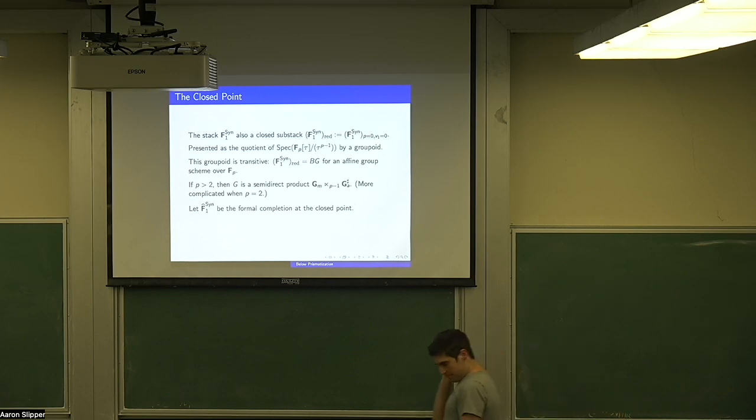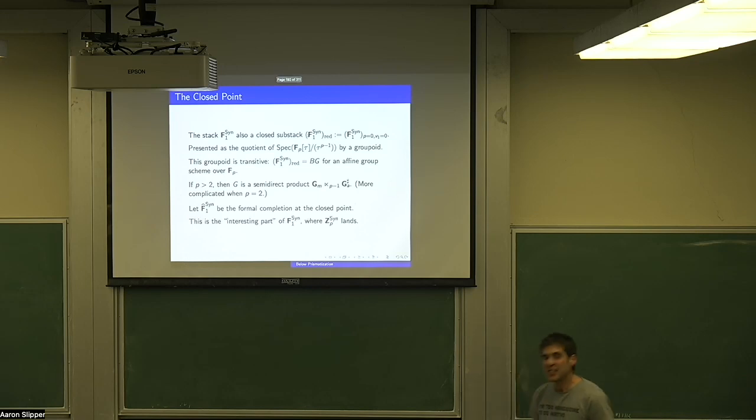Okay, so there's this closed substack where p and V1 both vanish. We can formally complete at that point. And I'm going to denote that by F1 sin hat. And this is the interesting part, right? I've told you exactly what it looks like away from this point, and I've already told you it looks a little complicated even at this point. But near this point, it's kind of interesting. And that's also the place where Zp sin lands under this comparison map that I mentioned in the first part.